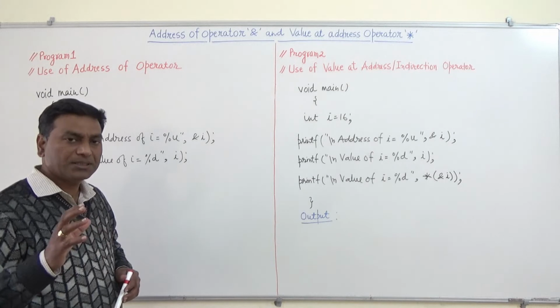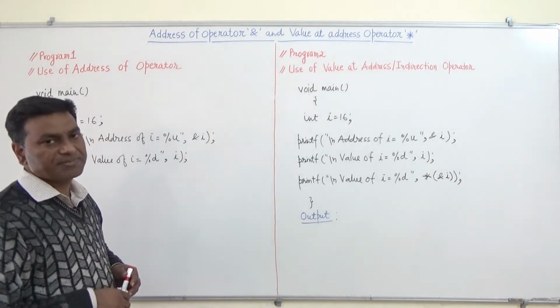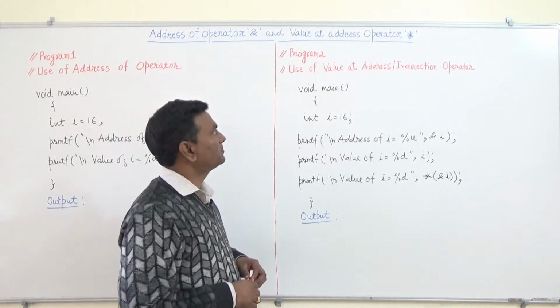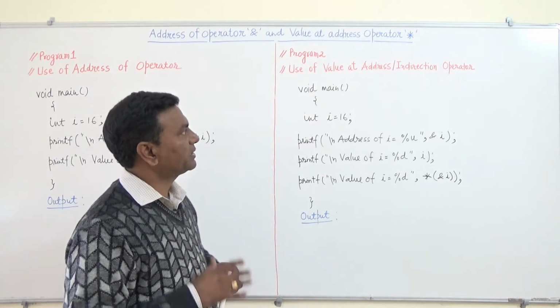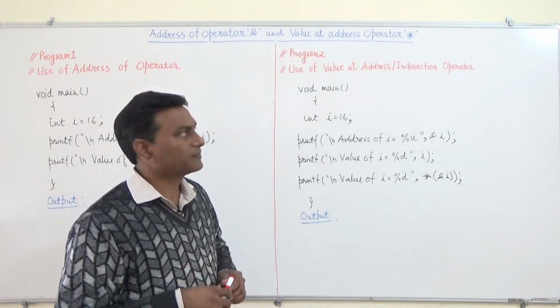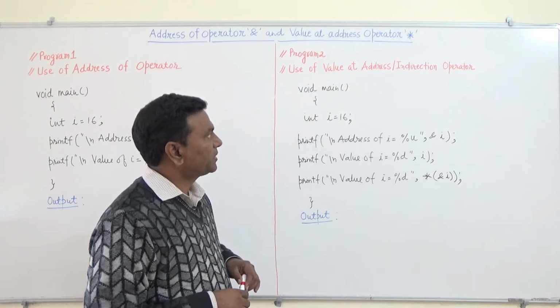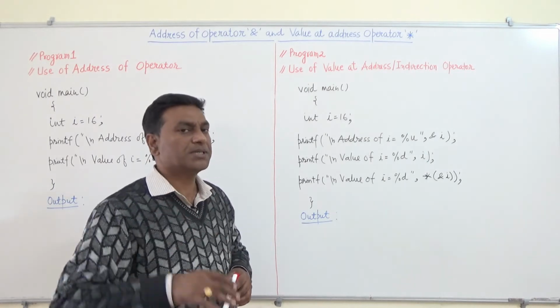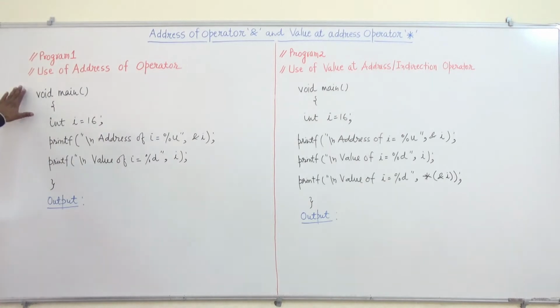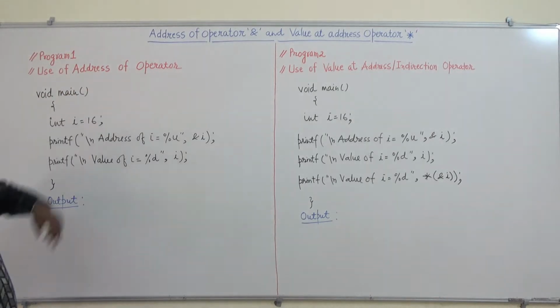The address of operator is shown by the special symbol ampersand, and the second operator, the value at address operator, is shown by the special symbol asterisk. The value at address operator is also known as the indirection operator. Now let us consider program 1. Here we will understand the use of the address of operator.